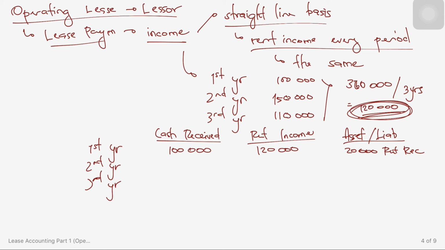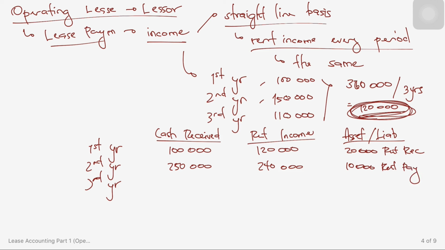Okay? Now, pagdating sa second year, magkano na yung total na na-receive natin? 100 plus 150, that's equal to 250,000. Magkano na yung total rent income? 120 times 2, dapat 240,000 pa lang. Kung naka-receive ka na ng 250, 240 pa lang yung income mo, meron ngayon tayo ditong 10,000 na what? 10,000 na rent liability or rent payable.